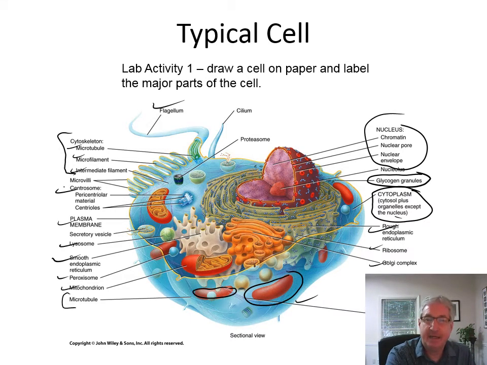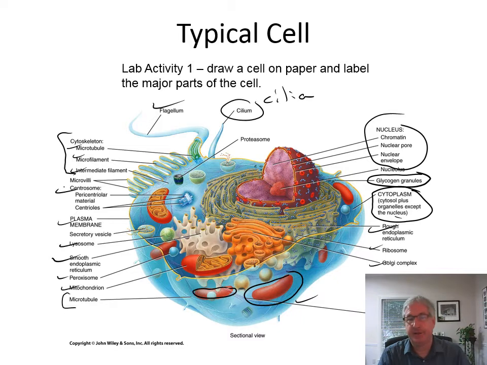You also have cilia, singular cilium, plural cilia, and those will move things past the cell, like in the trachea. You breathe in, you get some dirt in your trachea, and the cells lining the trachea make some mucus, and the cilia move back and forth, and they move that dirt back up out of your trachea so that you can cough it out.